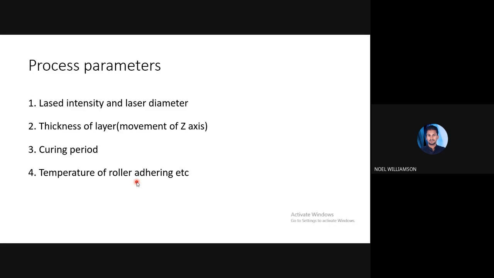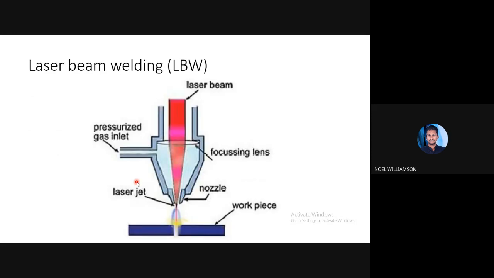So that is about laminated object manufacturing. Now we'll move to laser beam welding. This is already familiar to you. That is one of the welding operations using laser beam.